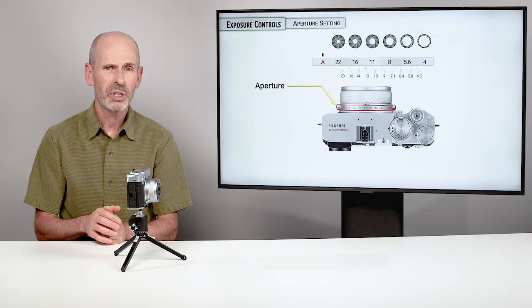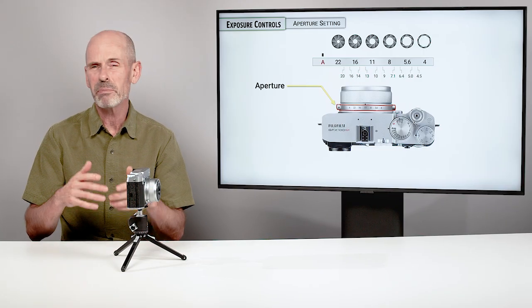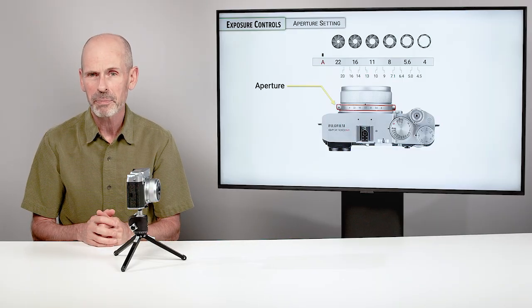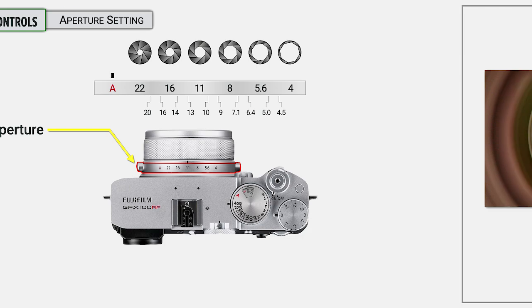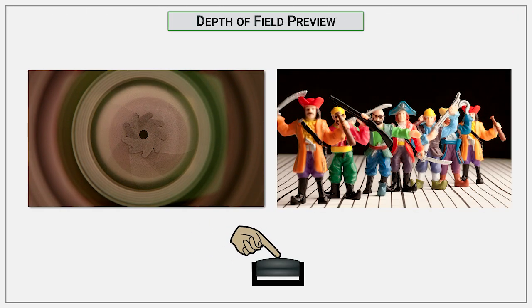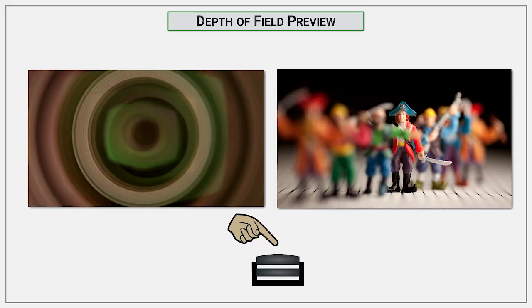Now, one of the things to note about the aperture is that by default, it's open when you're viewing through the camera. So when you look at something, you're going to be seeing something with as shallow depth of field as possible. When you press halfway down on the shutter release, the aperture closes down to the working aperture and shows you the depth of field that you're going to get in the final image.